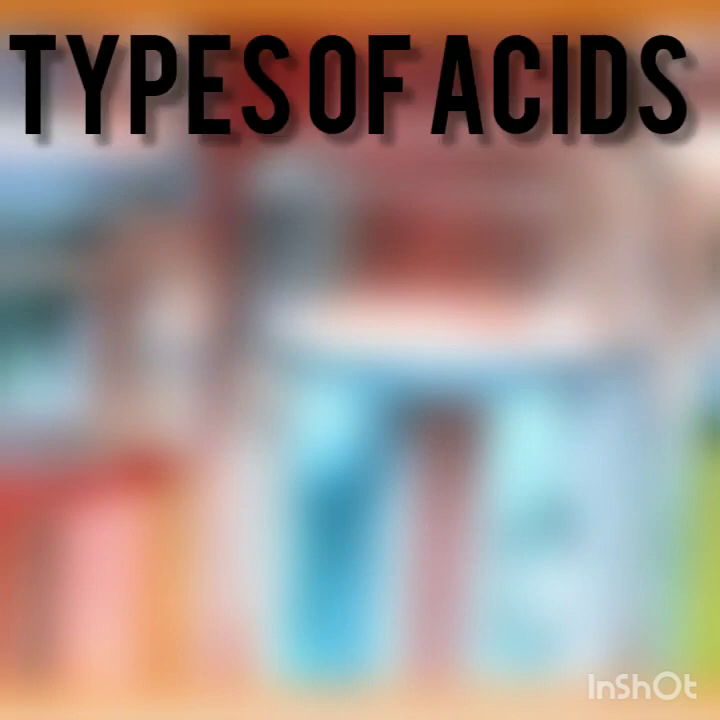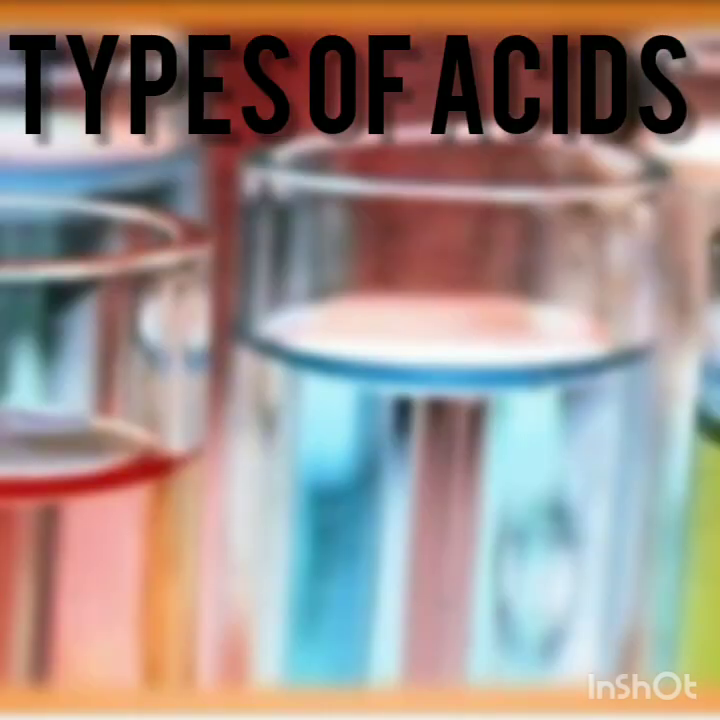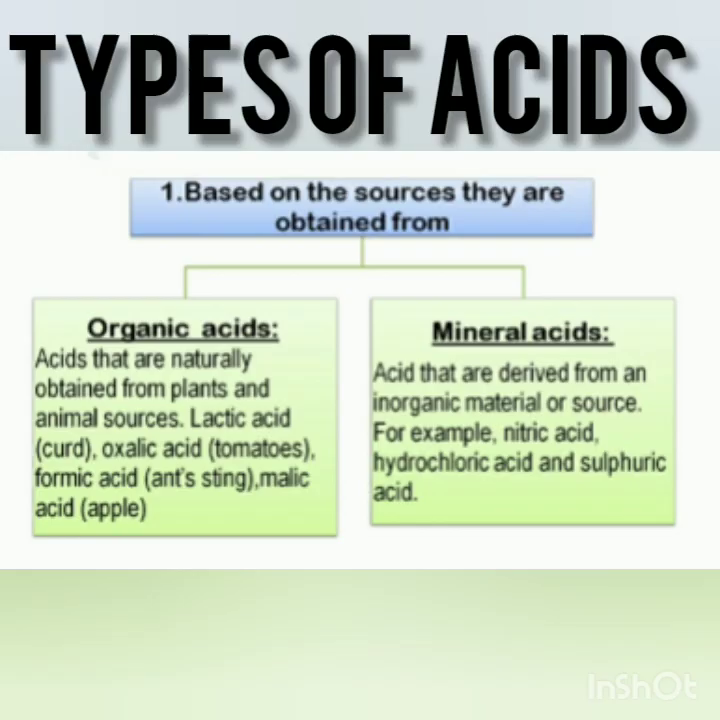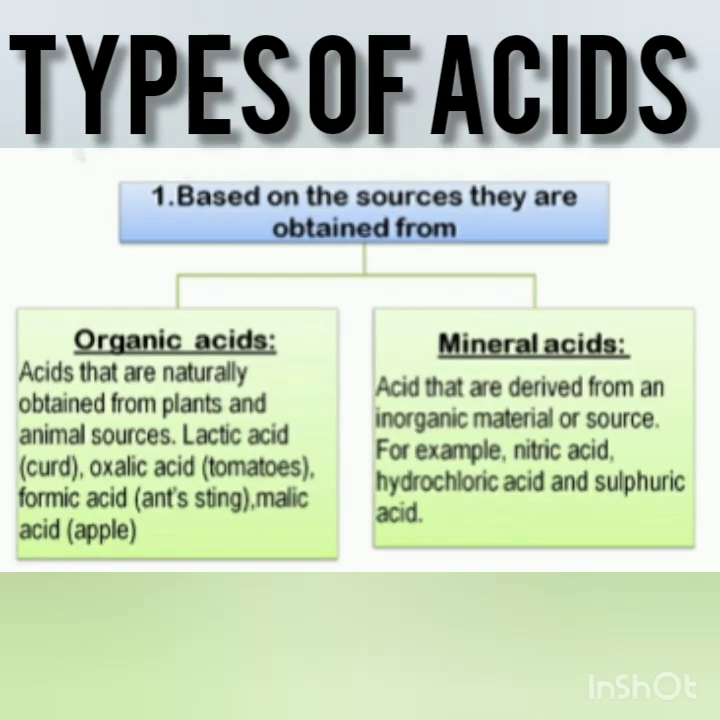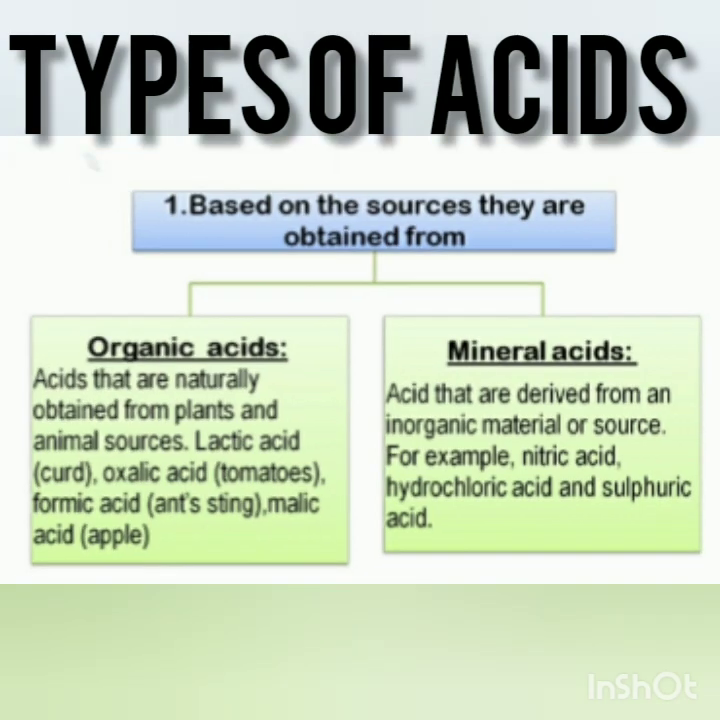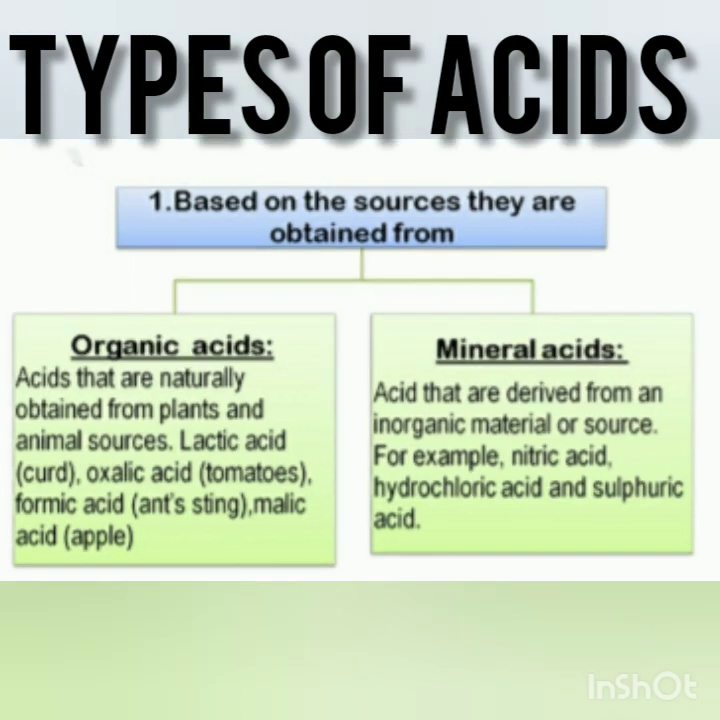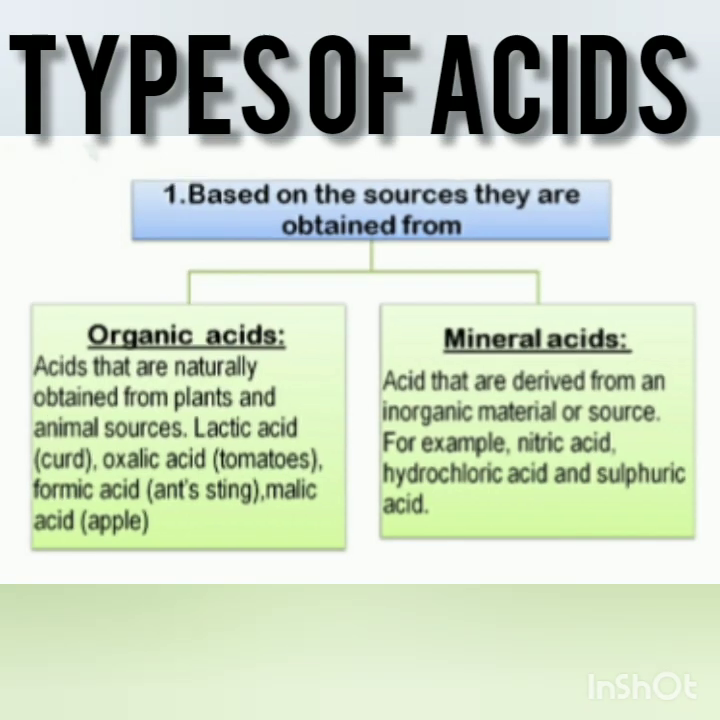We see a variety of acids around us. So now we will categorize them. Based on the sources from where they are obtained, they can be categorized as organic acids and mineral acids. Organic acids are those acids which occur naturally in plants and animals. Therefore, they are called organic acids. Examples are lactic acid, acetic acid, formic acid, citric acid, oxalic acid, and so on.